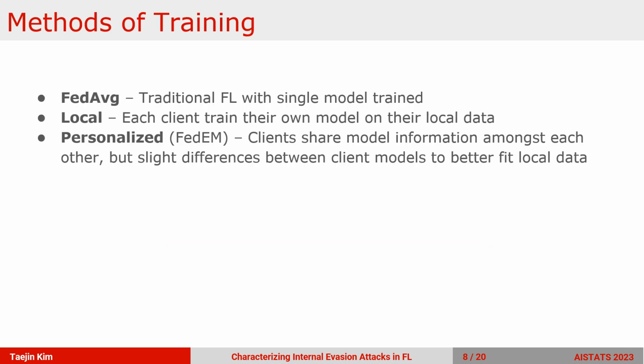Let's look at different methods of distributed learning. First is federated average, the traditional federated learning that trains a single global model. Second is local learning, where each client only trains on their own data and no information is shared, leading to every client having a different model. Third combines the first two, personalized federated learning. Here, clients share model information amongst each other, but induce slight differences for each of their models as to better fit their local data and have better performance.